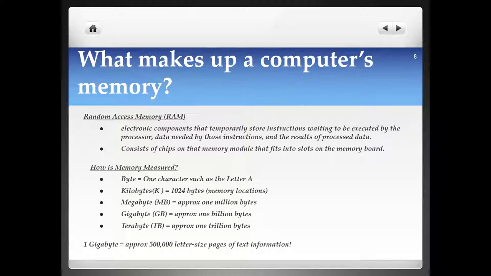Oops, let's go back to that. 1 gigabyte is approximately 500,000 letter-sized pages of text information. So, and to think that you need 128 of those to have a phone that goes in your pocket, that's a little bit strange, folks. We've gotten used to that, and we've come to accept that as normal in our world today. Maybe you think I'm old, but 10 years ago, that wouldn't have been on our minds.